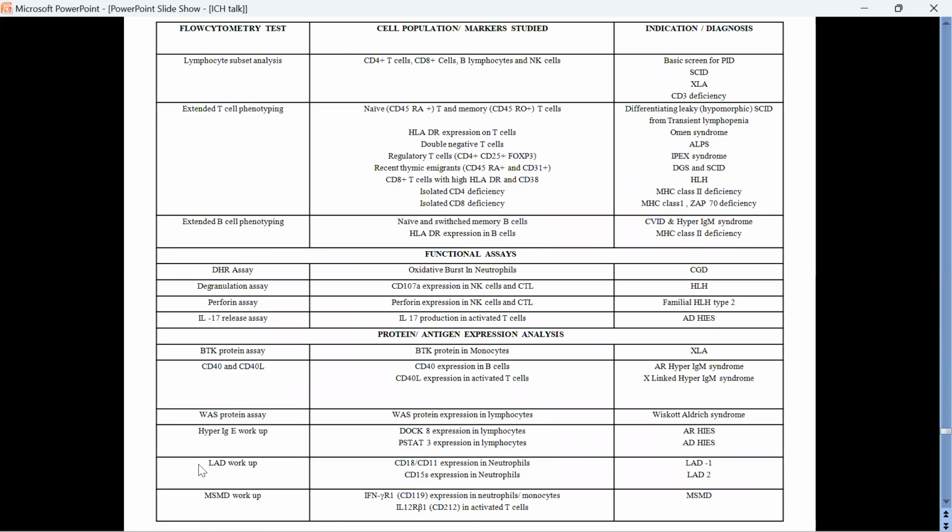This table shows a synopsis of the utility of flow cytometry in various primary immunodeficiency disorders, or inborn errors of immunity. I'm not going into much detail about it; we have seen some of them. Apart from that, MSMD can be diagnosed by flow cytometry, like hyper IgE syndrome, Wiskott-Aldrich syndrome, and hyper IgM syndrome. All these conditions can be diagnosed by flow cytometry, like DiGeorge syndrome, to check whether it is partial or complete, and ZAP-70 deficiency. Many things can be diagnosed.